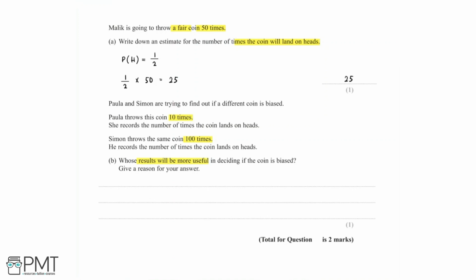Now Paula only throws the coin 10 times, whereas Simon throws the same coin 100 times, and so Simon will have a lot more data than Paula. Now the more data that Simon has, the more accurate the results will be in deciding if the coin is biased. And so we can say that Simon's results will be the most useful in deciding if the coin is biased because 100 is greater than 10, and so he will therefore have a lot more results.